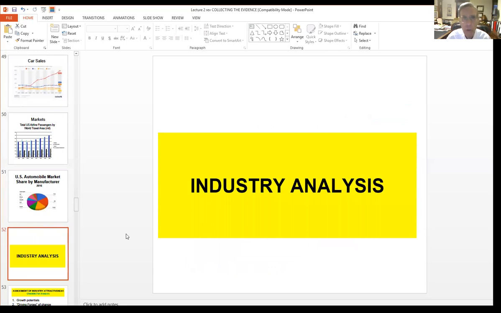I'm sure you're ready for a break, but this ends part one of our review of gathering evidence. In part two, we'll begin, as this slide indicates, with industry analysis. Then we'll take a look at gathering evidence on internal capabilities and rationalizing evidence gathered about the external environment to evidence gathered about internal capabilities.